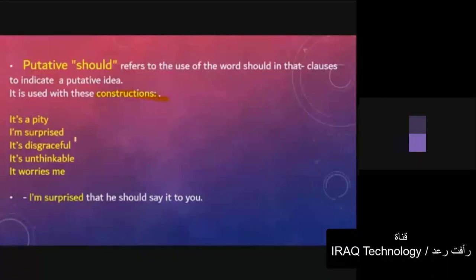It is a pity. I'm surprised. It is disgraceful. What's the meaning of disgraceful? Immoral, unsatisfied, ashamed, not thankful, not pretty, unhonorable. Disgraceful, it's shameful, something that is not legal, impolite. Unthinkable.